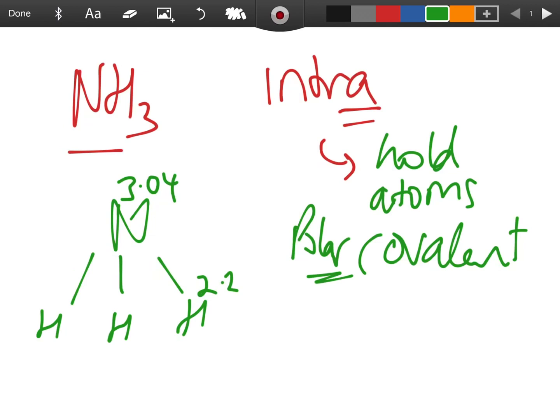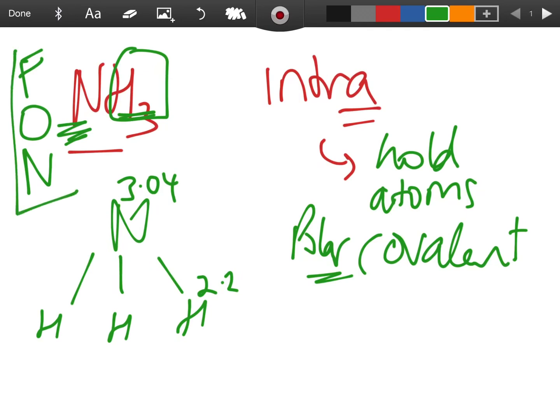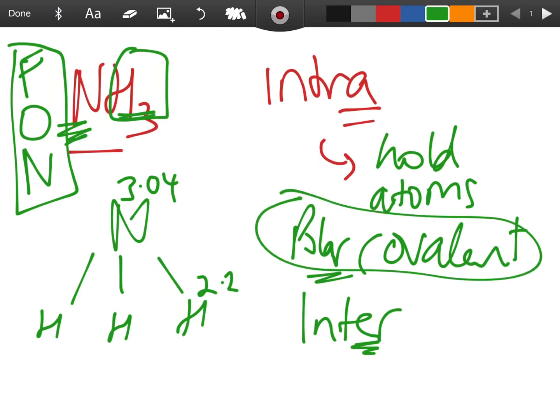Okay, now what kind of intermolecular forces? Well, look, what did you notice? You notice that nitrogen is bonded to hydrogen. The other examples are where you have hydrogen bonded to fluorine or oxygen. So hydrogen bonding is your type of intermolecular force. Remember, intermolecular forces are forces that occur between one molecule and the next. So just to recap there, the intramolecular bonds would be polar covalent.